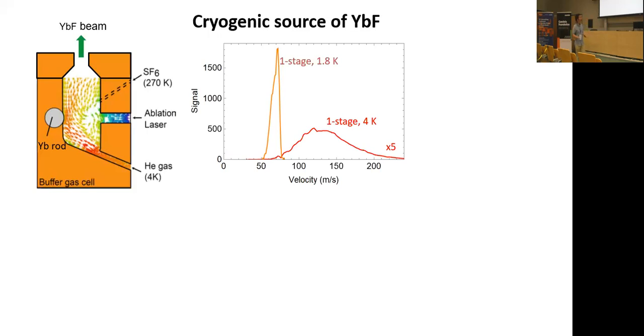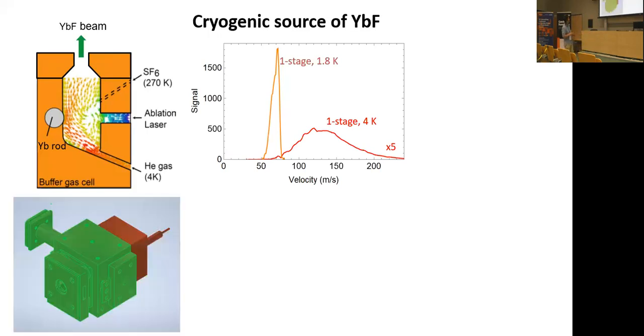And we are not satisfied, so we put an additional deceleration stage here, which looks like this. This was originally developed by John Doyle's group at Harvard, and at the expense of some molecular flux, now we have much slower beams. Their mean speed is about 40 meters per second.